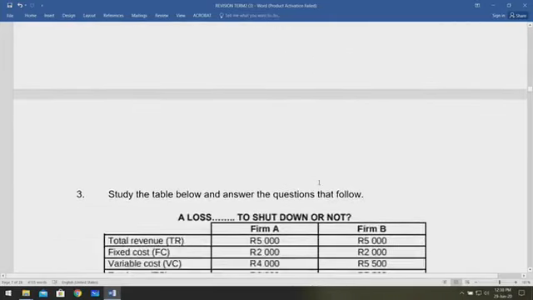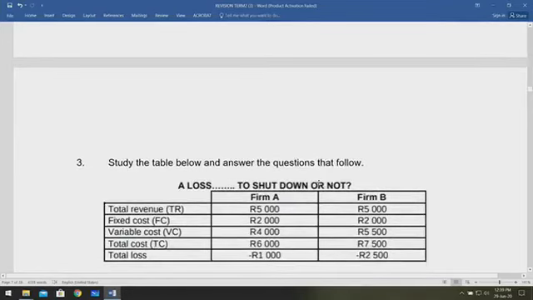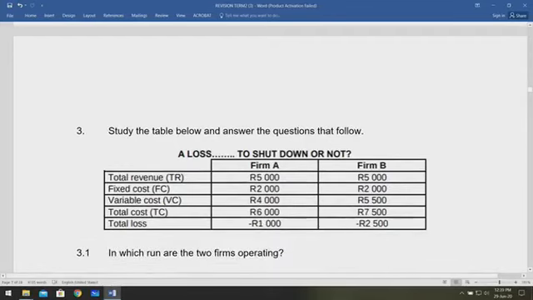Right, once again, we've got a table now, not a graph anymore. It says a loss to shut down or not. They give us total revenue, fixed costs, variable costs, total costs, and total loss, and you've got firm A and firm B, right? They're giving you the revenue of each of them, the cost, the variable cost, total cost, as well as the total loss suffered by each one. The first question: in which run are the two firms operating? They're referring here to, is this the short run or is it the long run?